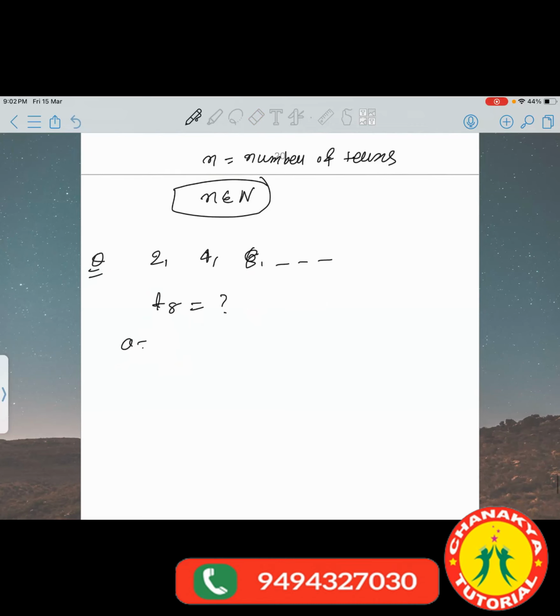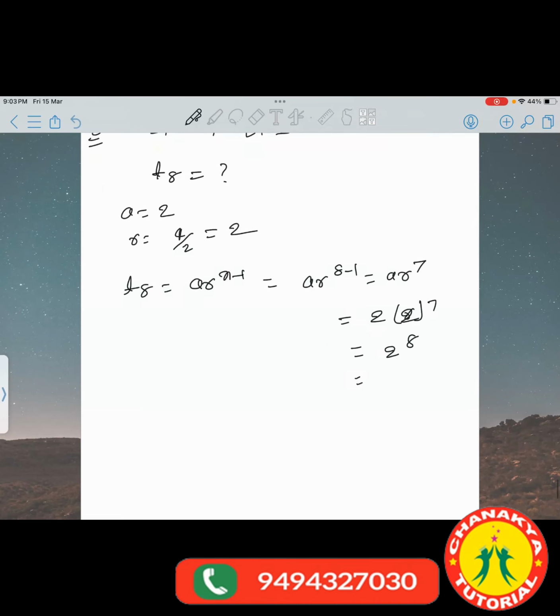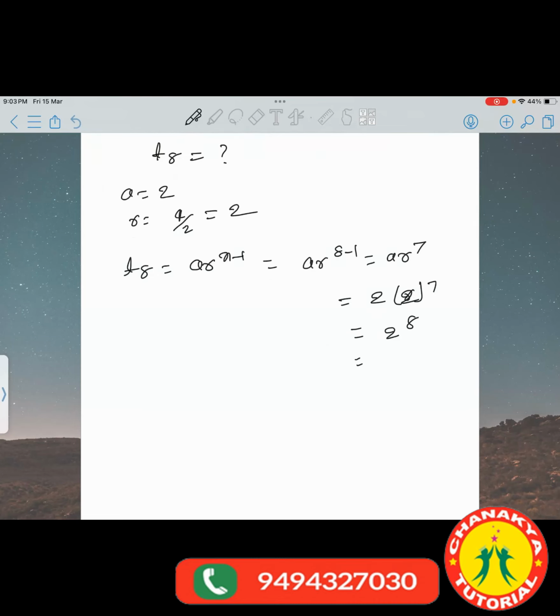Here a is equal to 2, r is equal to 4 upon 2, that is 2. So T8 means a r power n minus 1, so a r power 8 minus 1, that is a r power 7. a is 2, r is 2, so 2 power 8, which is 256.